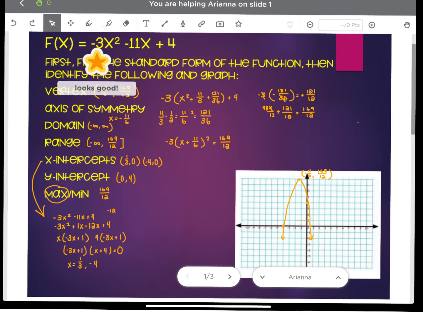This is that first one, okay? This is exactly how it's going to be on your test. It's going to give you a function that's not in standard form. It's going to tell you to put it into standard form using complete the square, and then you're going to find all this information based on it, okay?